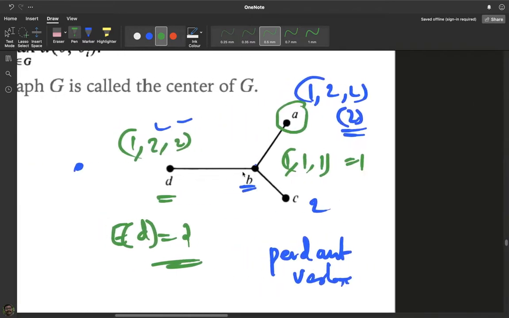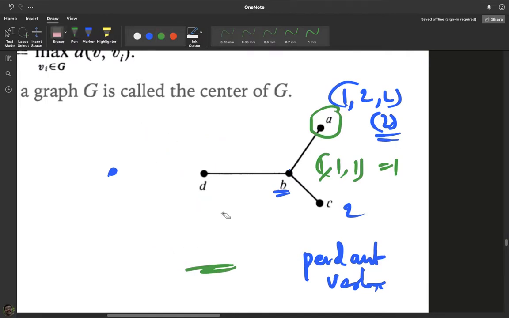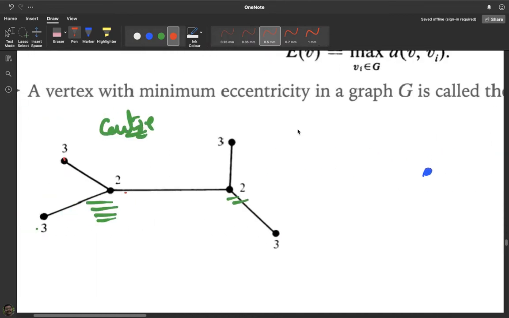In this graph, if you write down all the eccentricities, you can see what the center will be here. The eccentricities of all other vertices in this graph will be 2, 2 and 2. Only this one will have eccentricity 1. So in a graph there can be one center, two centers, or many centers.